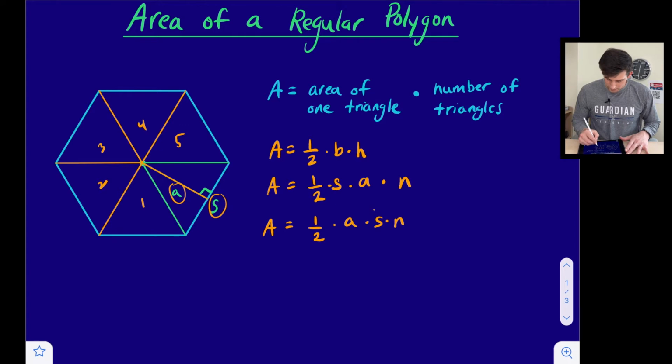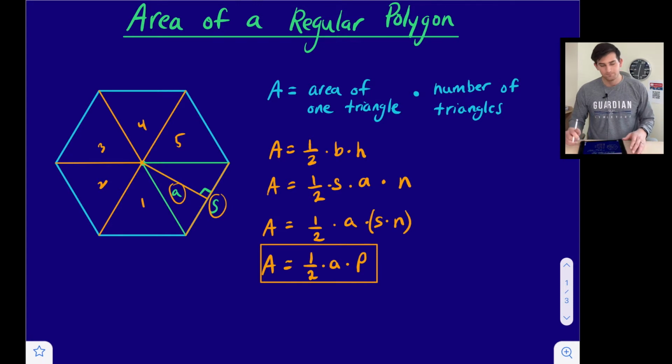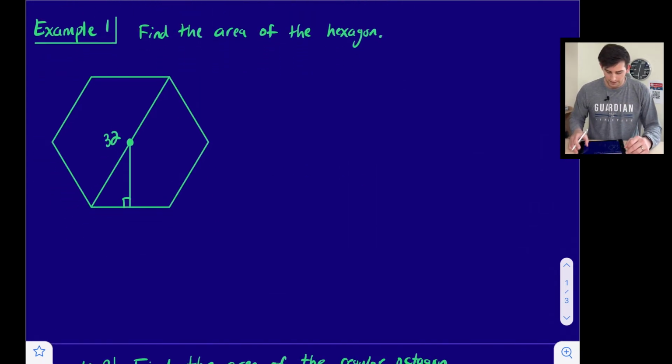Now if we think about what S times N is, S is the side length of just one of our segments, so if we multiply that by the number of sides we have, essentially we are finding the perimeter of our shape. So now we can write the most simplified version: 1/2 times the apothem times the perimeter of our shape. That's the formula we're going to be working with in this video. Let's look at 3 examples and find the area of our polygons.